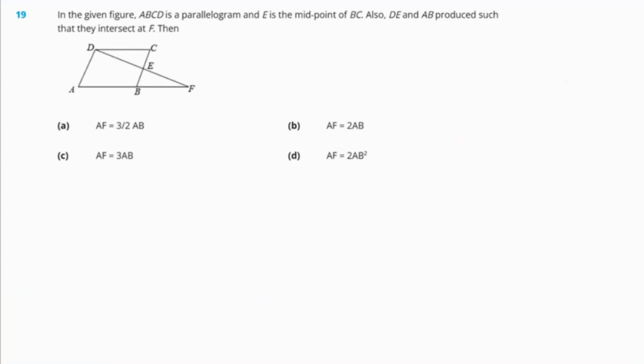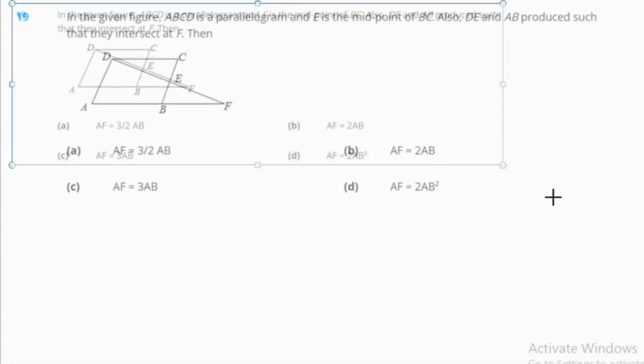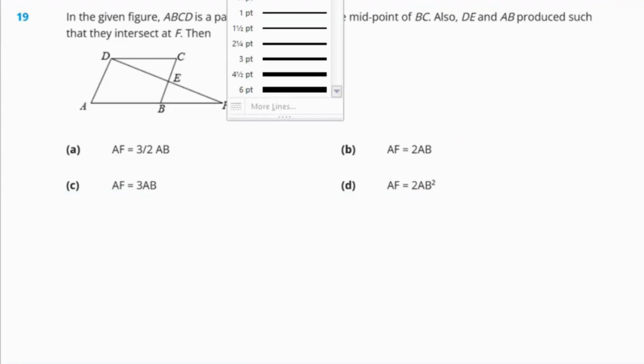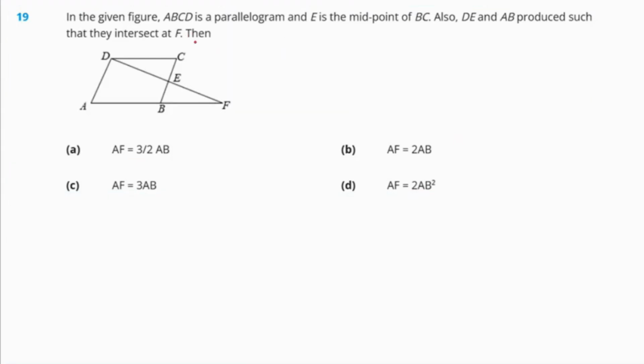Okay, the next question what we have is, in the given figure, ABCD is a parallelogram. Okay, and ABCD is a parallelogram and E is the midpoint of BC. And also DE and AB both are produced such that they intersect each other at F. Okay, then we need to tell out of the given options which one is correct.